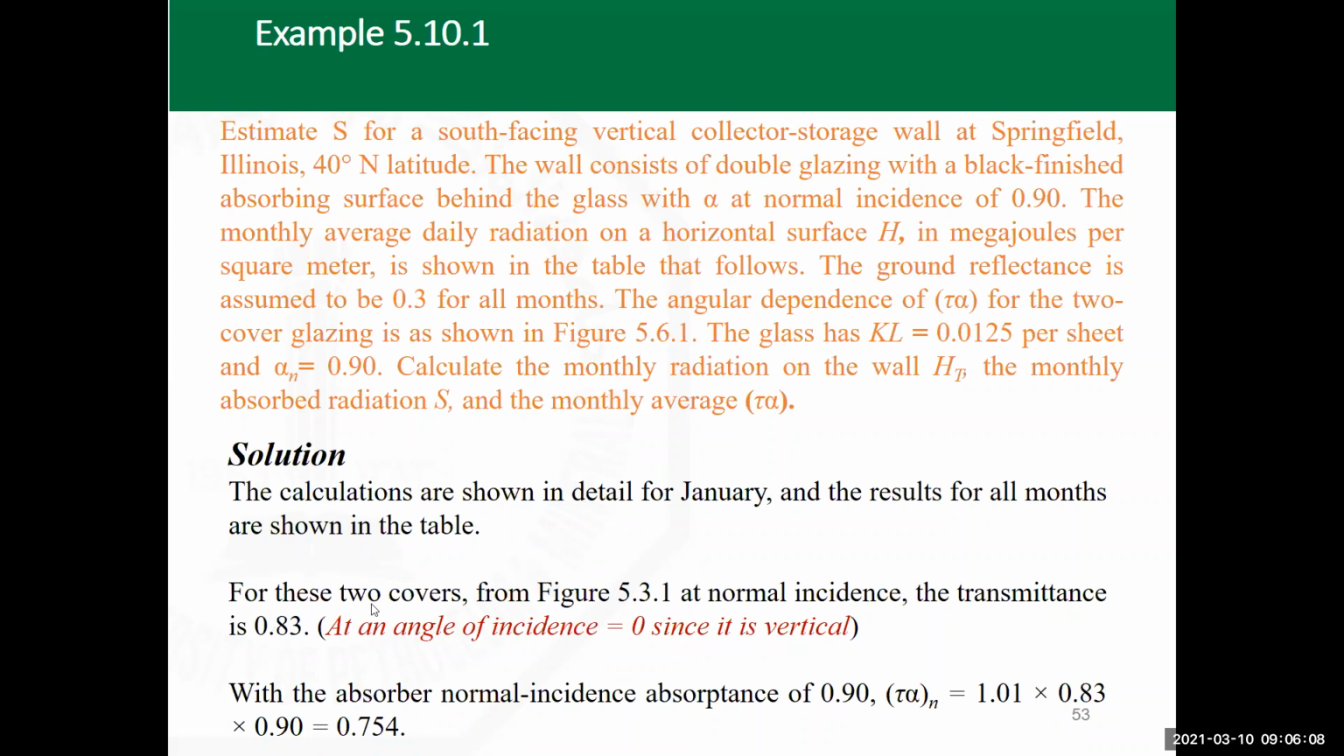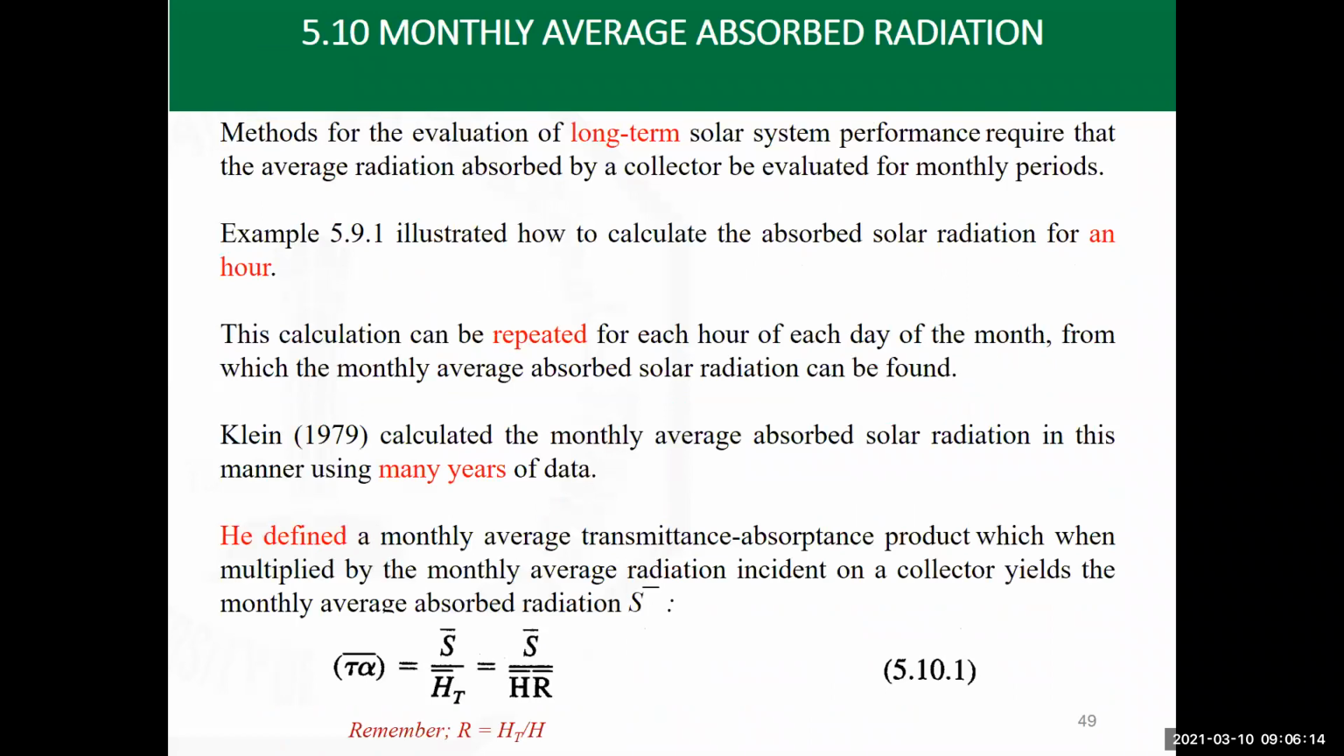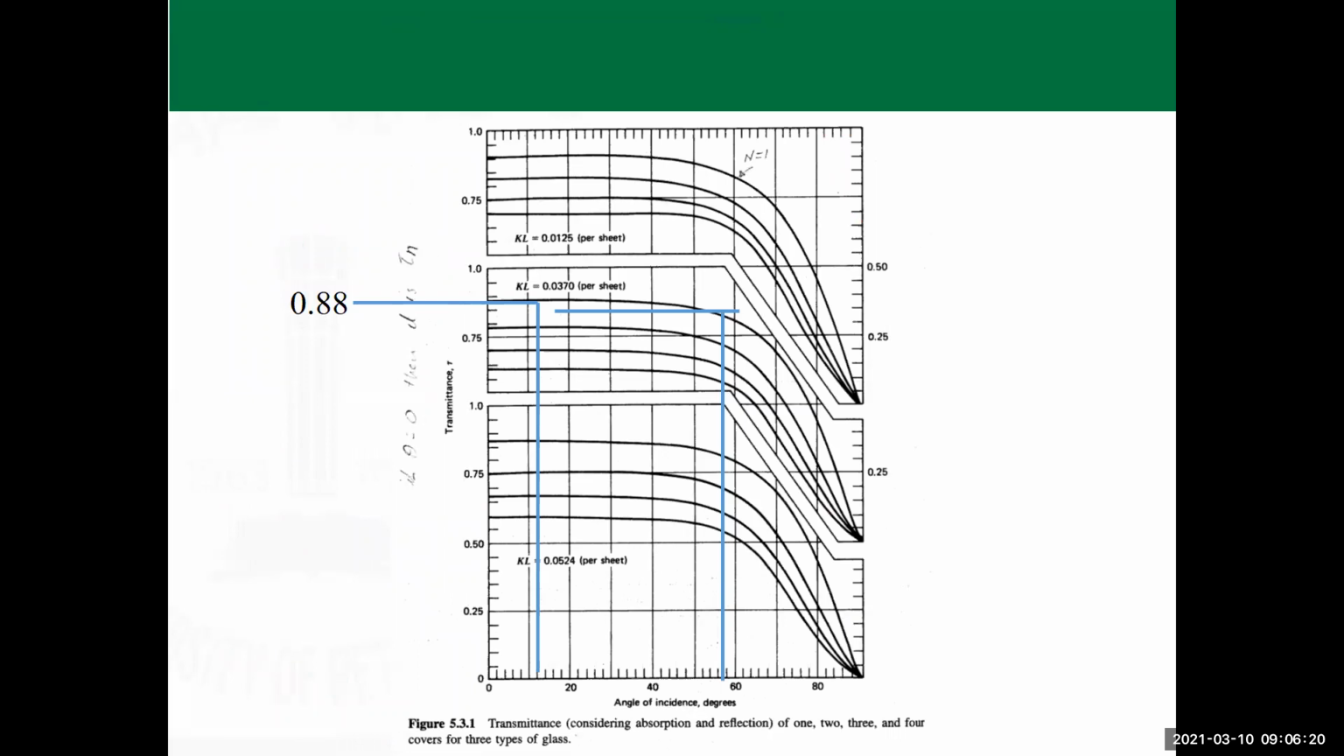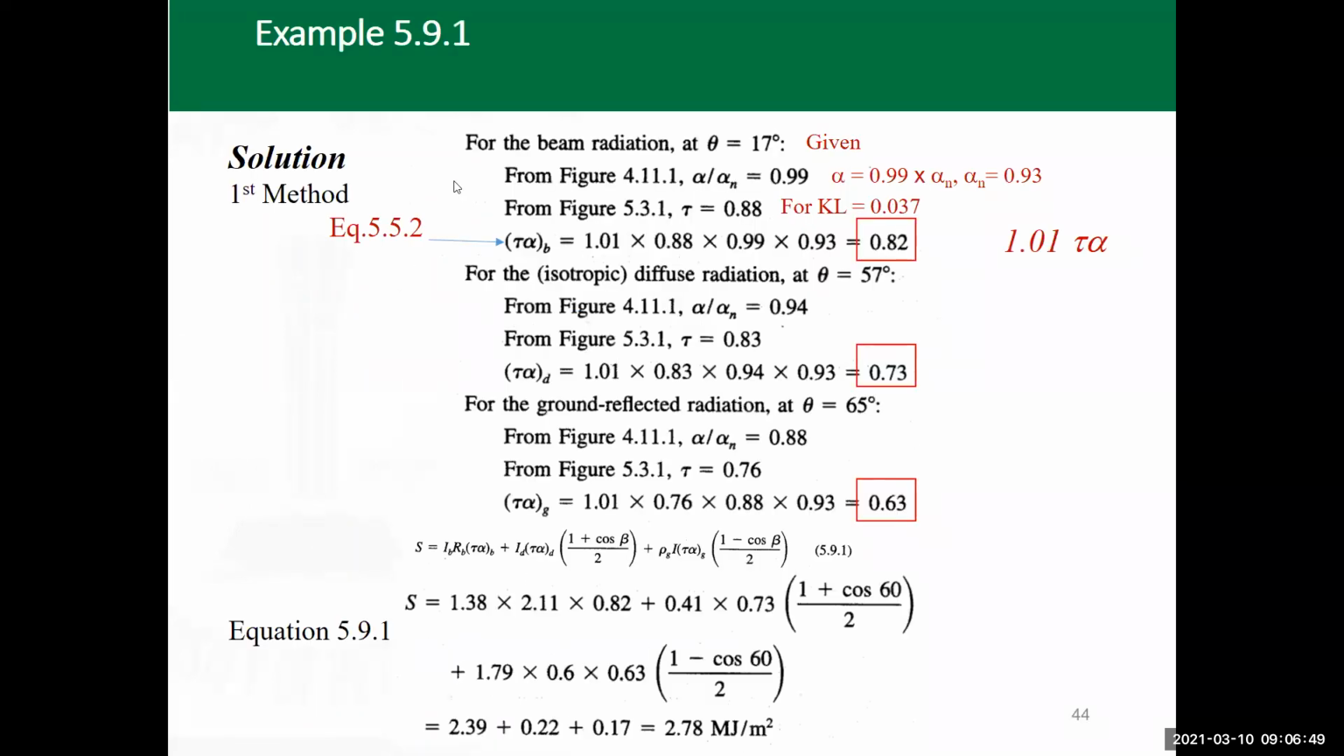Now, for these covers, if you start with figure 5.3.1, to remind you again, what you need from this figure is the value of the transmittance. When we are talking about the x-axis, it's the angle of incidence. Remember, it's a vertical surface, and a vertical surface means that the angle of incidence is 0. So at 0 value from here, for KL equal to 0.0125, you can get the value. If it's a single cover, then simply you can get the value from here. And that is the first thing that we started with.